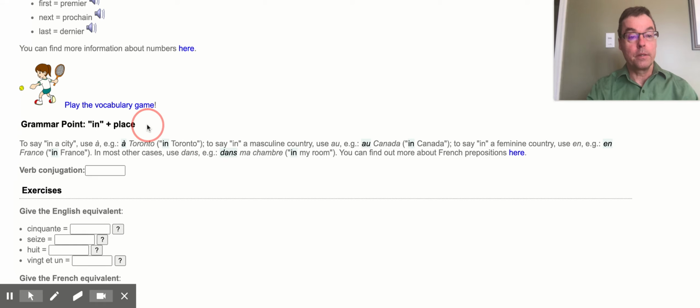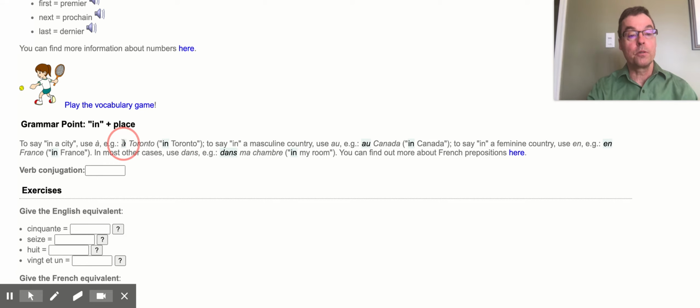One grammatical point to pay attention to is how do you say "in"? English is fairly simple, whether you're talking about in a country or in a city, in a state or a province, we really just have one word. In French, there are a number of options, and it really depends.